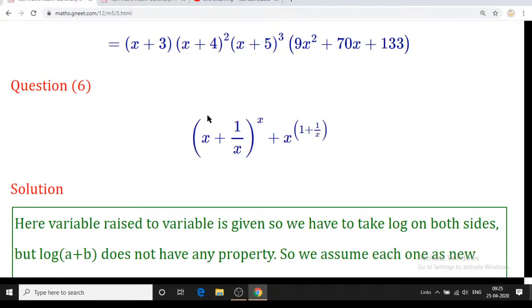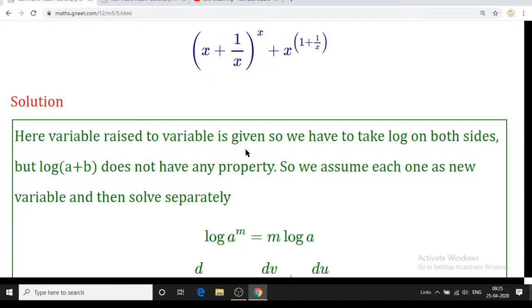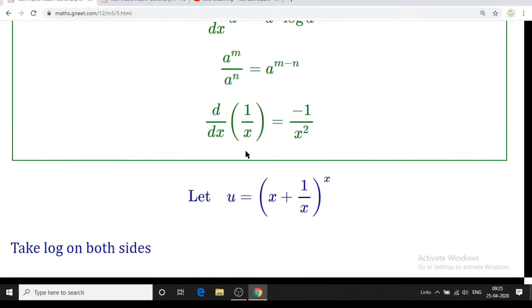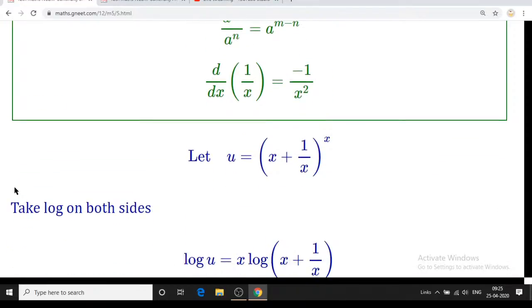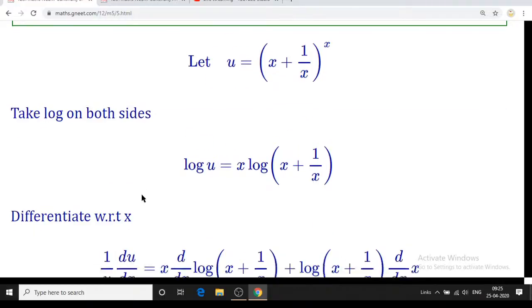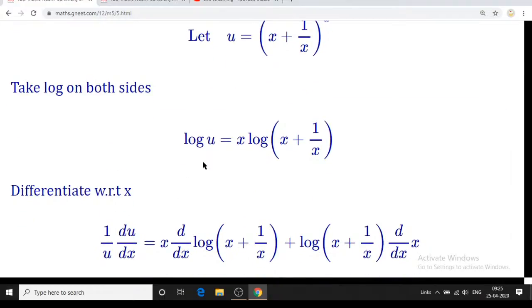First we'll assume this as one variable u, and this other as another variable v, and then we will simplify and differentiate. The properties which we are going to use are the same. So let the first part, x plus 1 by x raised to x, be u. Now when we take log on both sides, we get log u is equal to x, this power becomes a coefficient, log of x plus 1 by x.